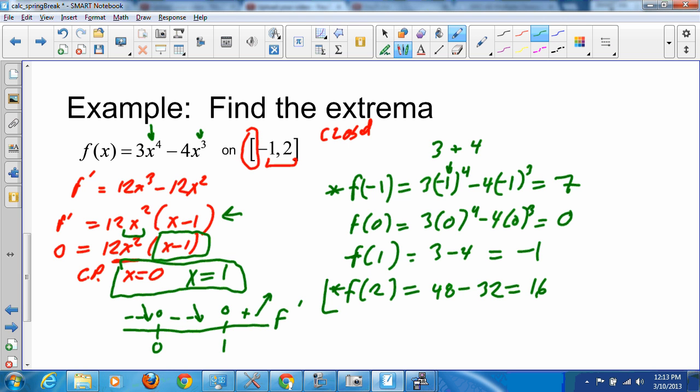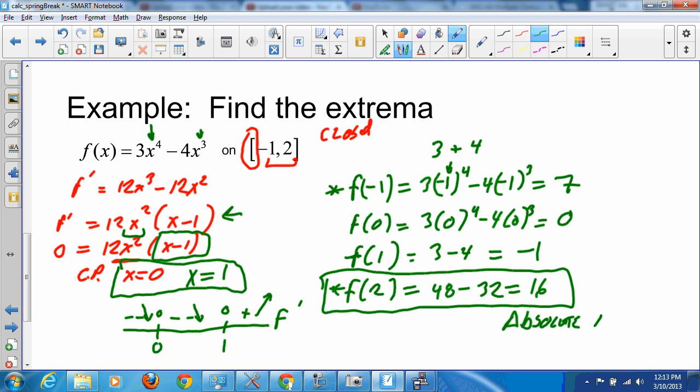So here, this tells me that I have a what? This is my absolute max, and I reach an absolute minimum right here where x equals 1. So this is a process you can use to come up with minimums and maximums, absolute minimums and maximums on a closed interval.